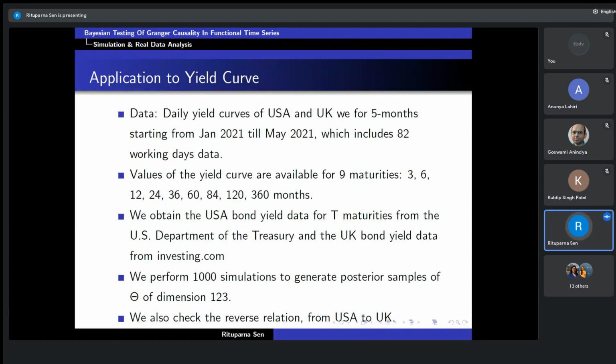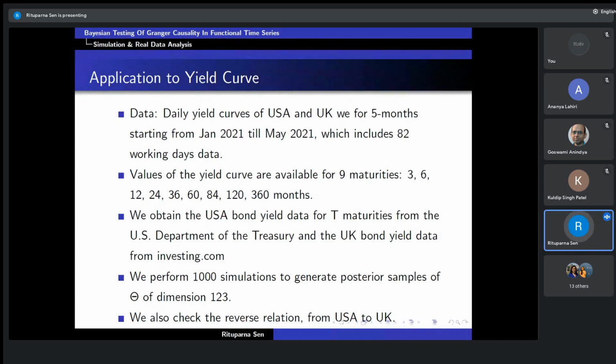functions for each data set, and the values of yield curve were available for 9 maturities, and these are the maturities in months. So we will obtain the USA bond yield of T maturities from US Department of Treasury, and the UK bond rates from investing.com. So both of these are available freely.